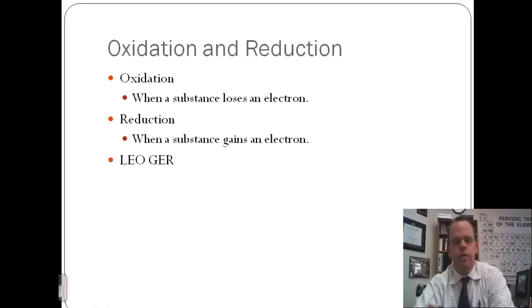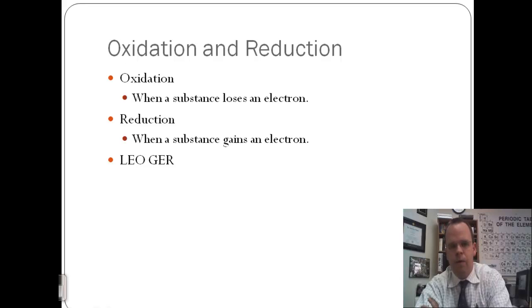Now, when we think of oxidation reduction, these terms are easy to confuse, so let's pay really close attention to the two definitions. Oxidation is when a substance loses an electron. Reduction is when a substance gains an electron. That seems counterintuitive, reduction being gaining. We will see second semester, when we look at oxidation reduction in a lot more detail, where the term actually comes from. But for right now, oxidation means losing an electron, reduction means gaining an electron.